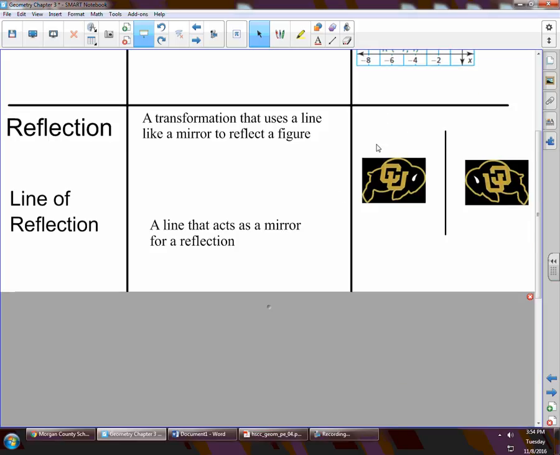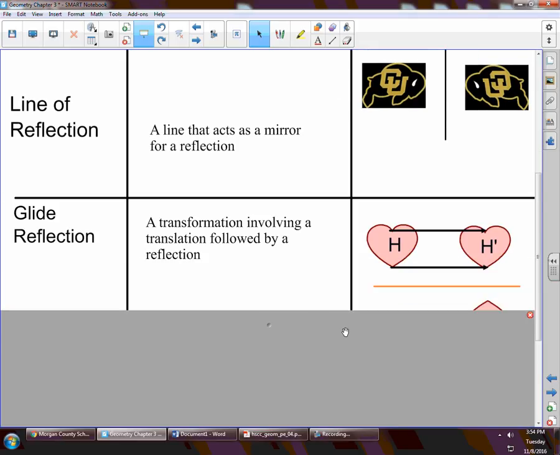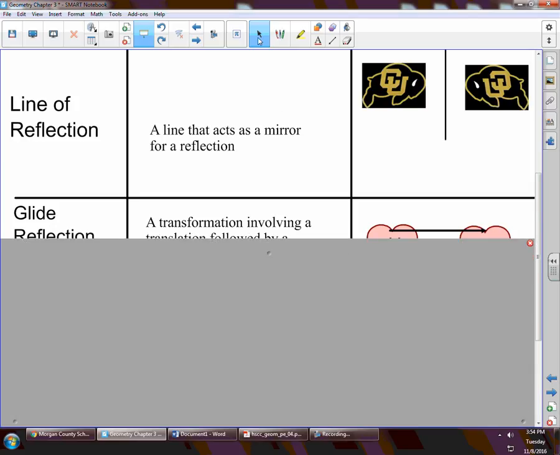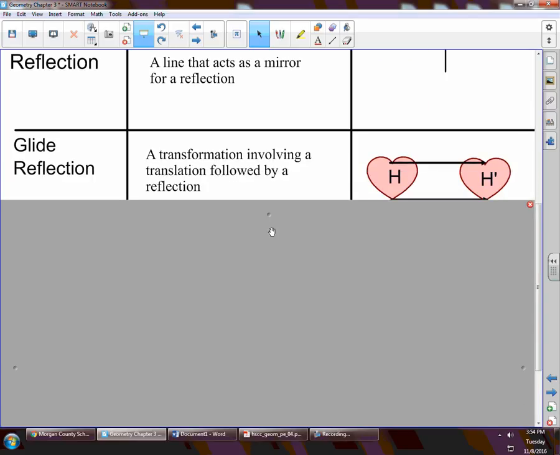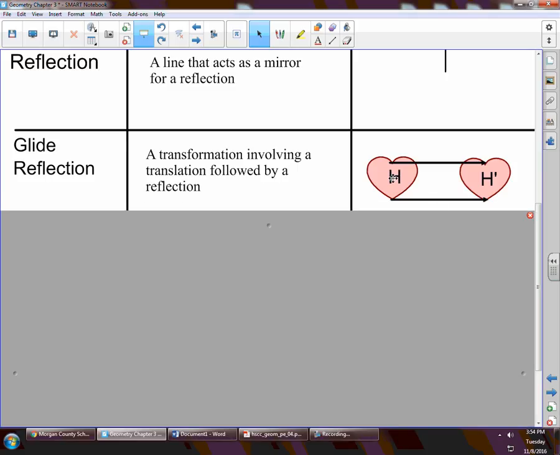Okay, moving on. We have something called a glide reflection. A glide reflection is a transformation involving a translation followed by a reflection. So we've got this heart. Here's our pre-image. We'll just call this the pre-image since we have some curves here.